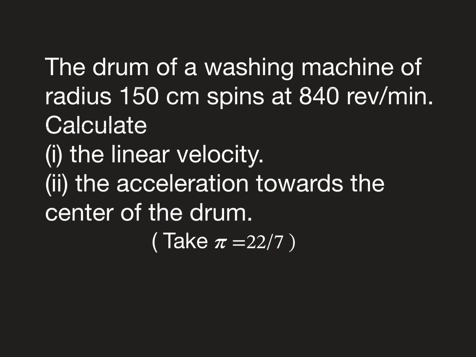The drum of a washing machine of radius 150 centimeters spins at 840 revolutions per minute. Calculate the linear velocity and the acceleration towards the center of the drum. Take pi as 22 over 7. Solution.